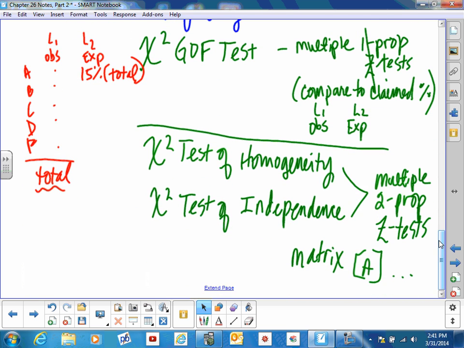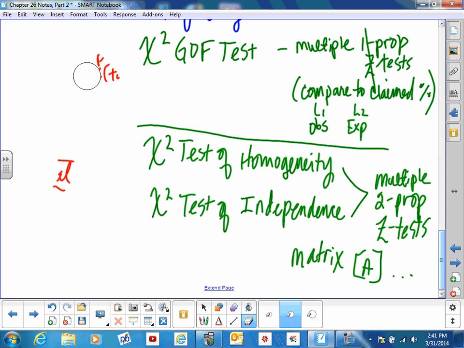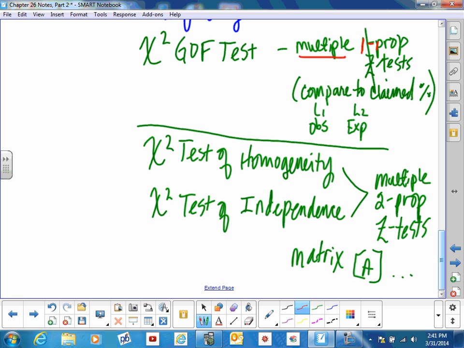Let's review that this chapter, chapter 26, is about 3 tests. Chapter 26 is about chi-squared goodness of fit. For chi-squared goodness of fit, you have multiple 1 proportion z tests. They will have you compare to a claimed percent. Remember on Wednesday when you did your M&M's lab, I told you what the M&M company said that your type of M&M's proportions were. So you compared your one group to the claim. Comparing one group to the claim is a chi-square goodness of fit.